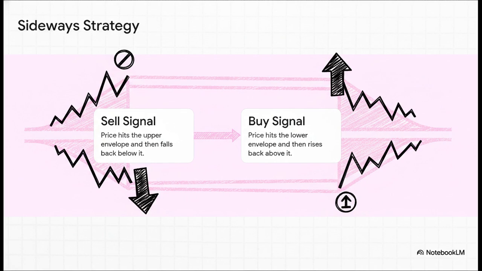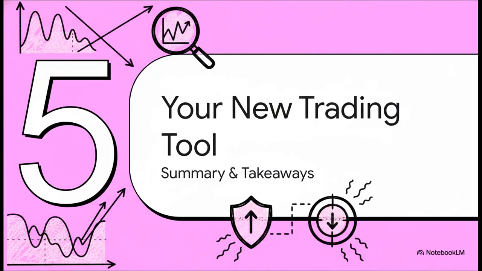So the strategy in a sideways market becomes pretty straightforward. You're looking for a sell signal when the price hits that ceiling, the upper envelope, and starts to fall back inside. And you're looking for a buy signal when it hits the floor, the lower envelope, and starts to bounce back up.